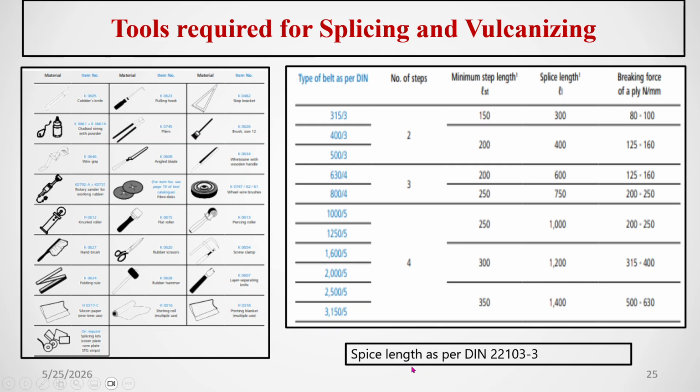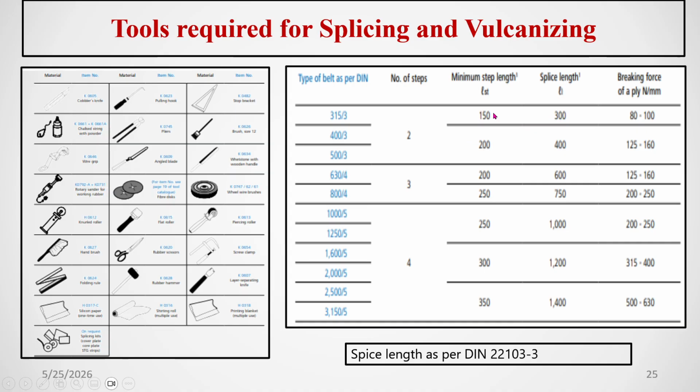And as for the splice length, DIN 22102-3 has given that for a belt of 315 by 3, with 3 plies, the number of steps should be 2. For 400 by 3, that is 400 width and 3 plies, the number of steps should also be 2. And then the minimum step length should be 150, and the splice length should be 2 steps.